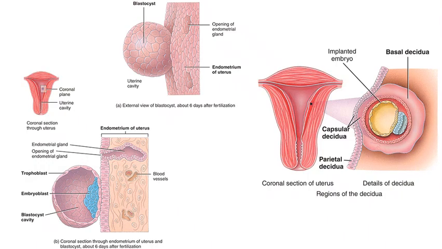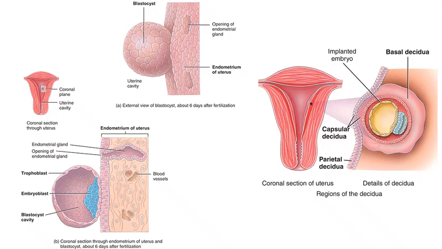Following implantation, the functional layer of the endometrium is known as the decidua. Now, this separates from the endometrium after the fetus is delivered, much as it does in normal menstruation. But different regions of this are named based on their positions relative to the site of the implanted blastocyst.